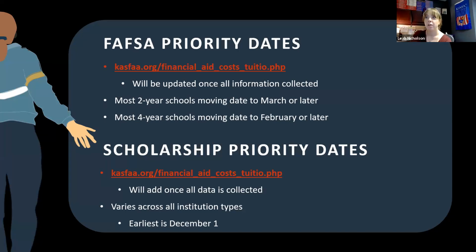Scholarship priority deadlines and dates are also listed out there on the website, and we're updating these as well. In the next couple of days, we should have that information there. These vary; they're all over the place for different institutions. The earliest that we have seen listed at this point is December 1 for those scholarship deadlines.